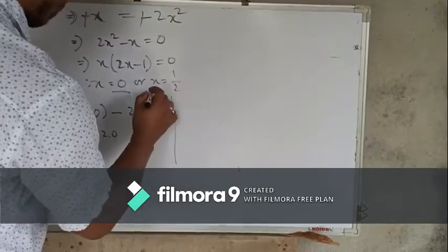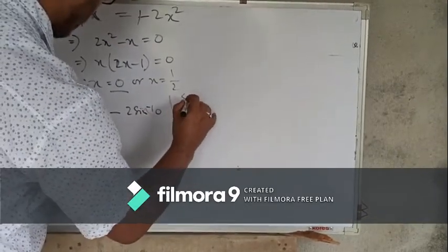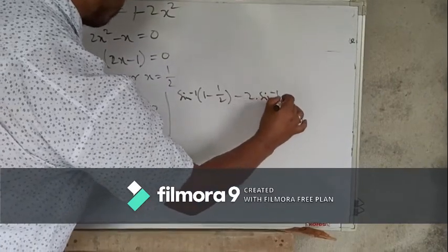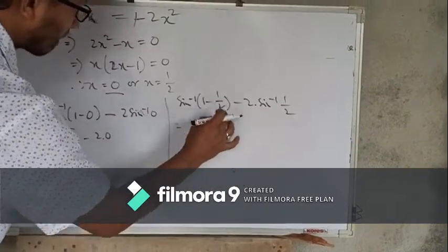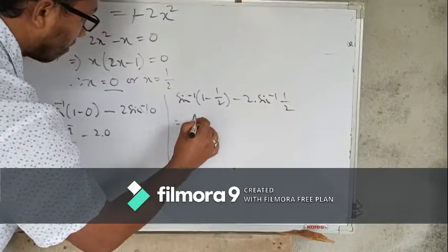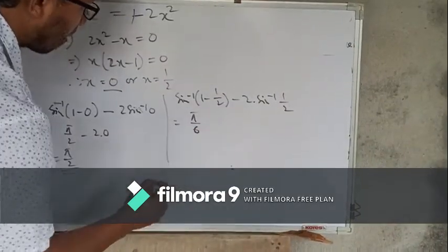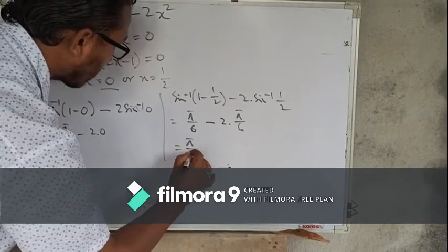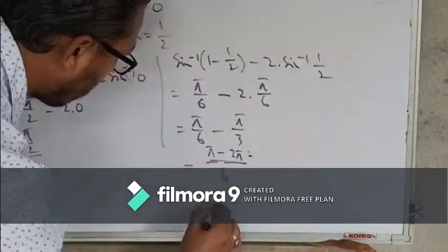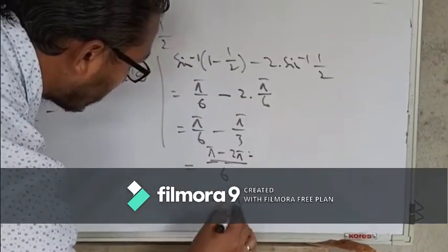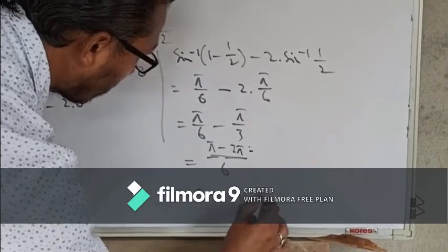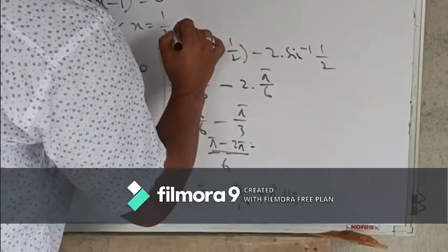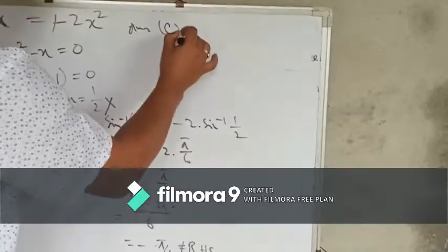Now if we take x equal to half, then it will be sine inverse of 1 minus half minus 2 sine inverse of half. 1 minus half is half, and sine inverse of half is 30 degree, which is pi by 6. So pi by 6 minus 2 into pi by 6, that is pi by 6 minus pi by 3, which is minus pi by 6. That means it is not equal to the right hand side. So x equal to half is rejected, and C is the correct option.